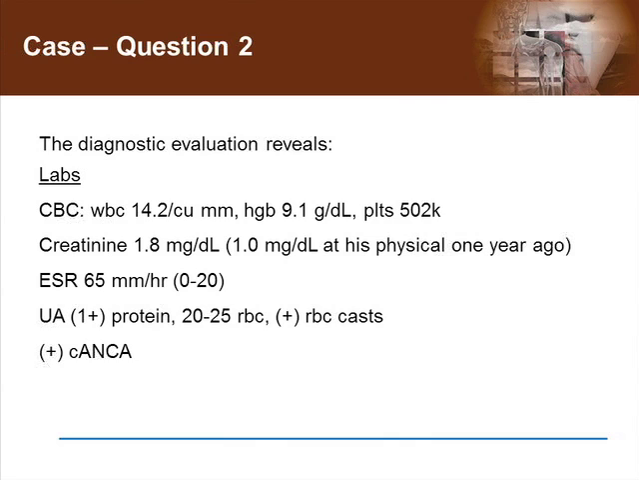So as we pursue this diagnostic evaluation, what is found is that the laboratories reveal a white blood cell count of 14.2, hemoglobin of 9.1, and platelets of 502,000. The creatinine is 1.8 and was known to be 1.0 at his physical examination 1 year ago. The sedimentation rate is elevated at 65. Urinalysis reveals 1+ protein with 20 to 25 red blood cells, and there's the presence of red blood cell casts. And the ANCA returns back positive in a cytoplasmic, or C-ANCA, pattern.